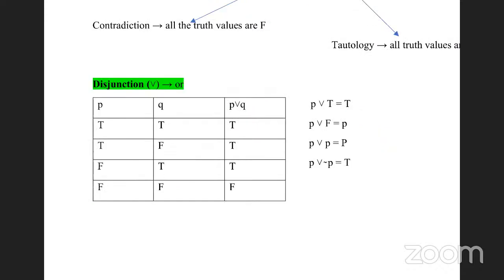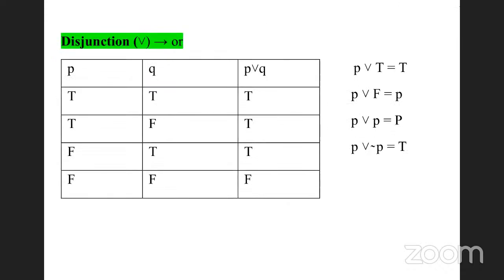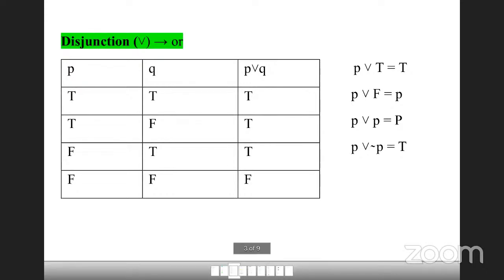Next one to learn, disjunction. Make a note of it, please. Disjunction, the symbol is the V, and it's like an OR gate. So once you have a true, you're getting a true. Two false giving you a false.